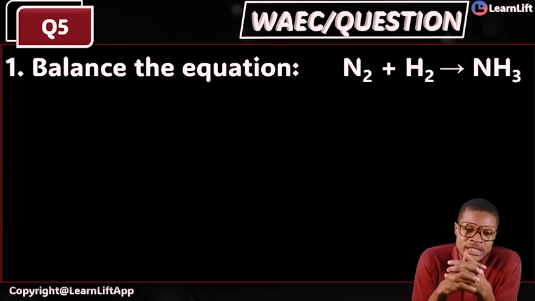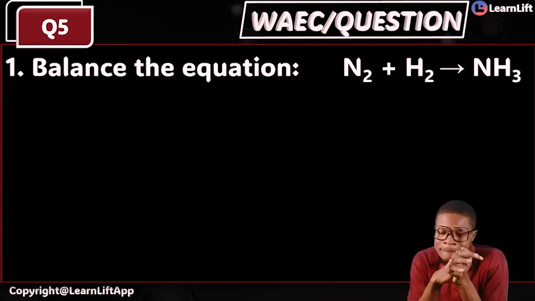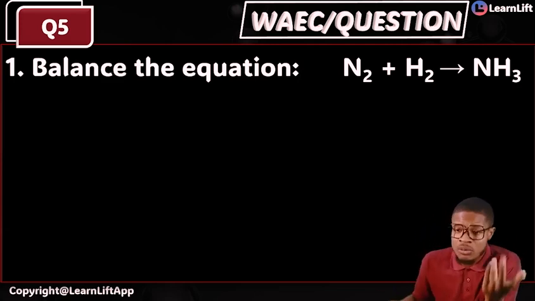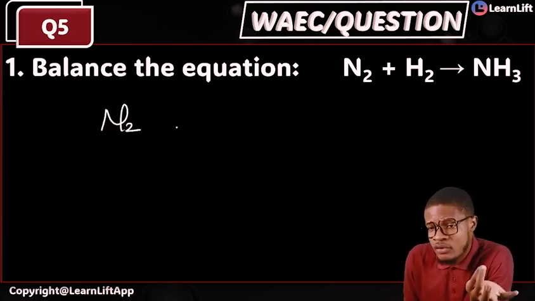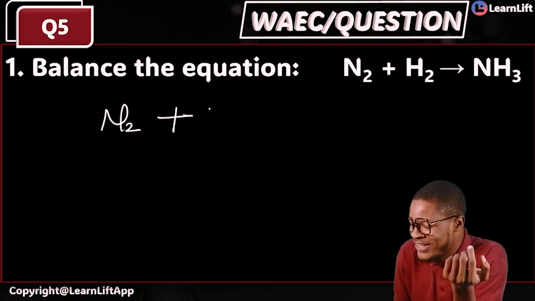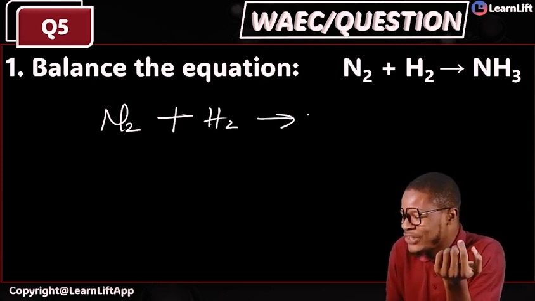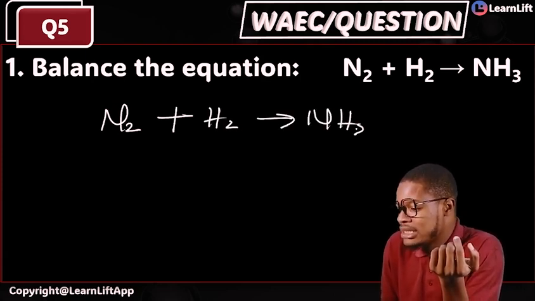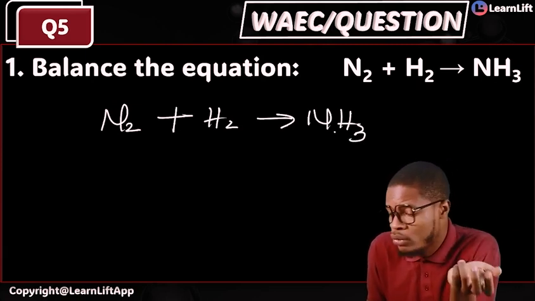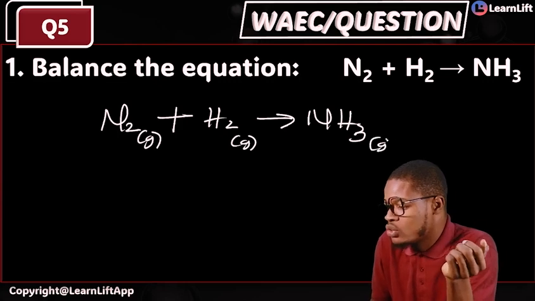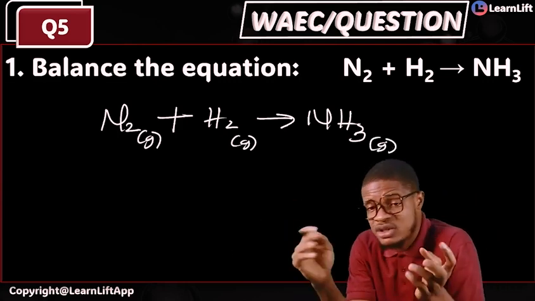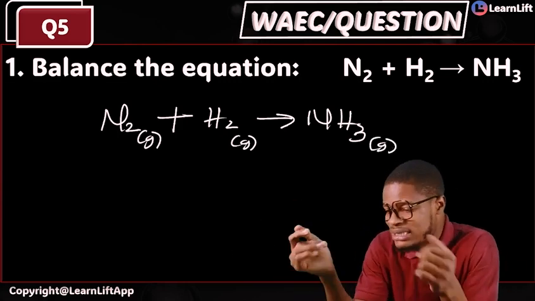Your question says balance the equation. What do we do there? Very simple. Your nitrogen, of course we have done this already, plus your hydrogen, is going to give us your NH3. This is the Haber process, the formation of ammonia. Nitrogen is a gas, hydrogen is a gas, ammonia is also a gas. But they did not stress us with the states, so you don't need to write them.